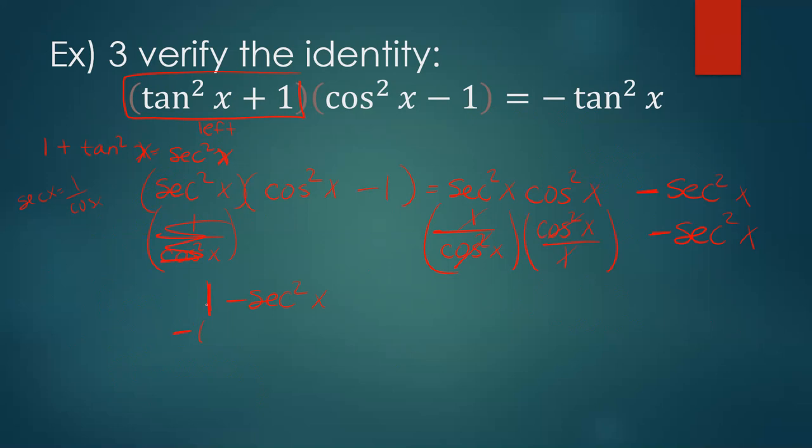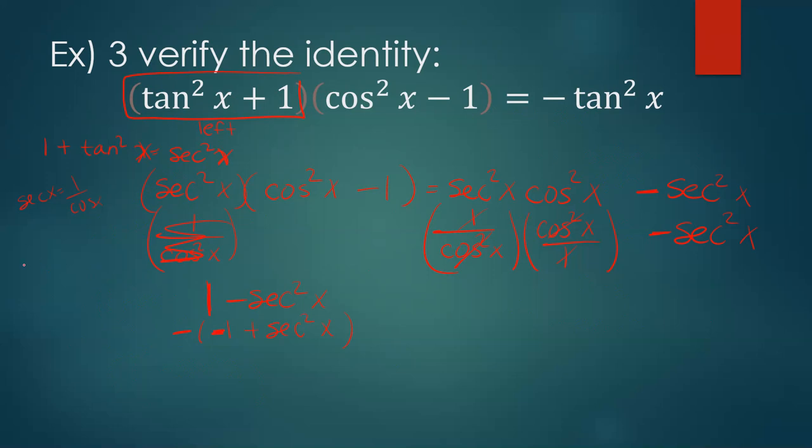When we use one of our identities, it's very similar to this, but it's not quite. There's a plus. So it wouldn't work if it's just 1 minus secant square. So I'll take out a negative. So this would be negative 1 plus secant square x. Okay, now we can convert this 1 plus secant square x using our identity.